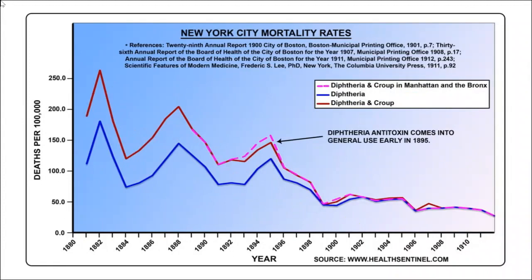This chart of New York City mortality rates tracks infectious disease from 1880 to 1911. It shows that deaths from diphtheria, the blue line, fell precipitously from a high of 175 deaths per 100,000 in 1882 to less than 25 by 1911. Deaths from the croup also declined dramatically during the same period, yet there is no vaccine for the croup.